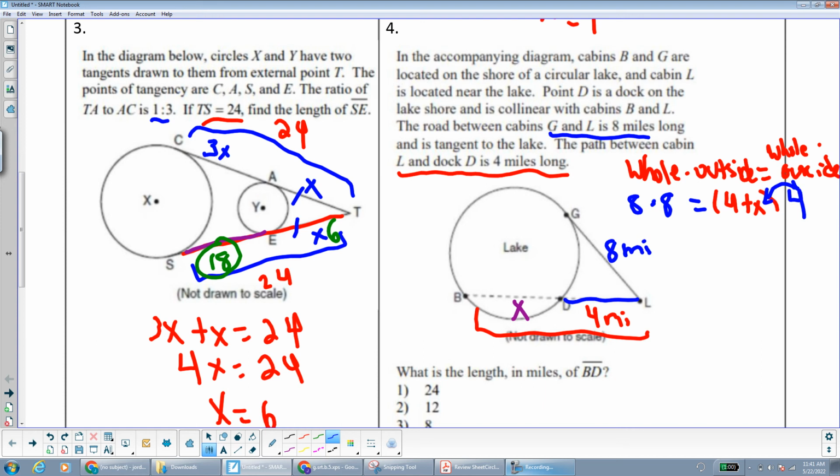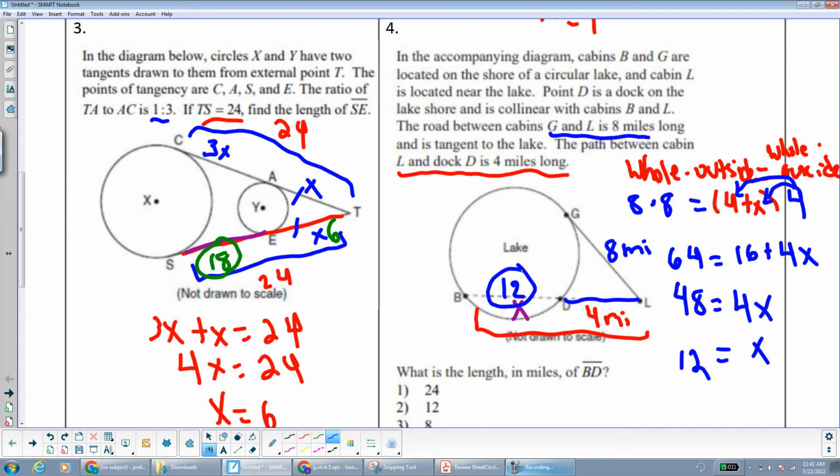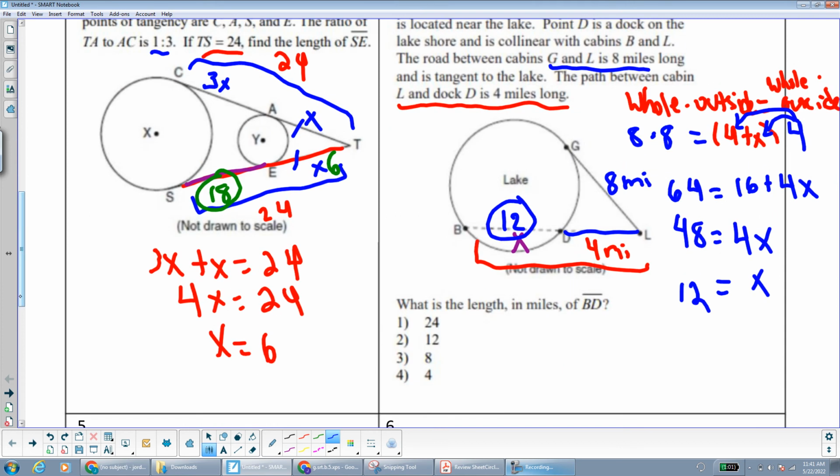I'm going to start off by distributing the 4 inside the parentheses. And 8 times 8, that is 64. We have 16 plus 4x. From here, we can just solve the equation. We can subtract 16 from both sides. So we have 48 is equal to 4x, and then dividing both sides by 4, I have x is equal to 12. And X does represent BD. So we have 12 is the length of BD. And that's answer choice number 2.